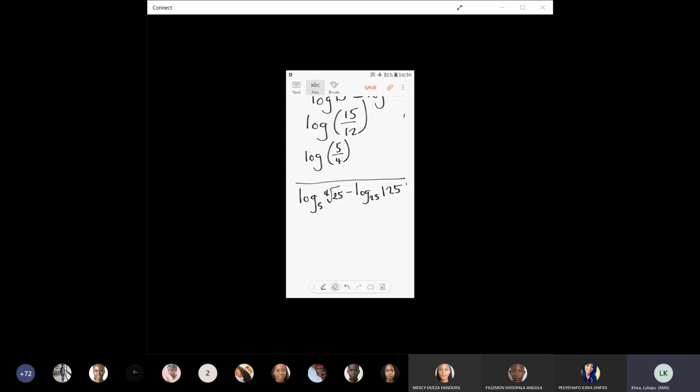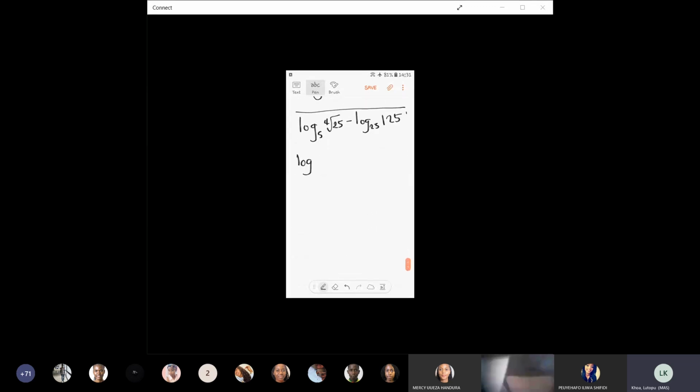So what I do, okay, so this first one, I have log the base of 5. Okay, and then 25, I can rewrite it as 5 to the power of 2. So it'll be 5 to the power of 2 and then to the power of 1 over 4. So it's to the power of 1 over 4 because the fourth root means to the power of 1 over 4. And then the second logarithm, I'm going to convert it to a base of 5.